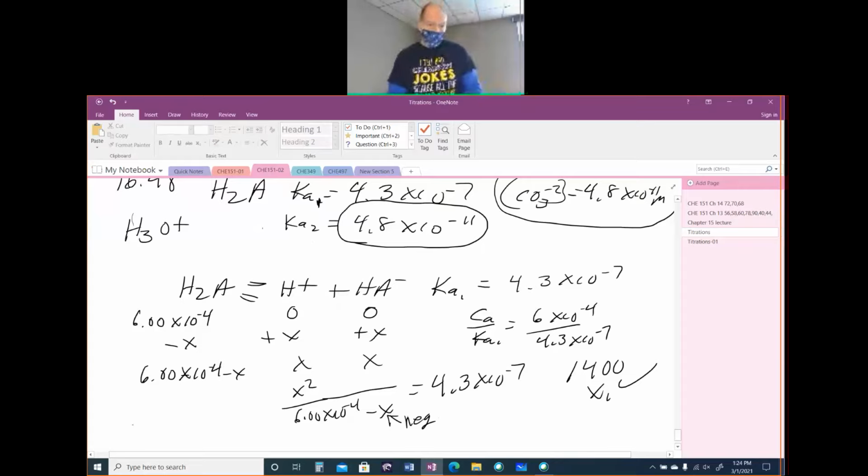And so we have our X value, and that is 1.6. Well, it would be at 1 there. Let's just go, that's 2 sig figs. 1.6 times 10 to the minus 5.